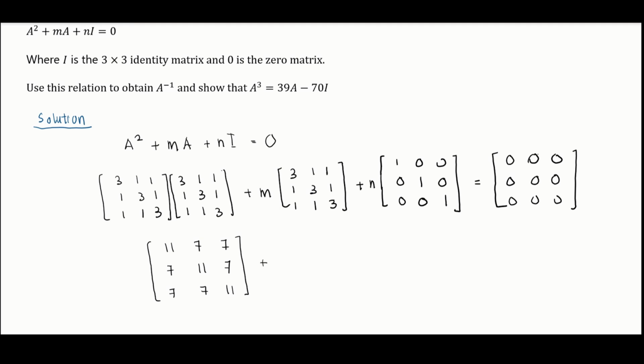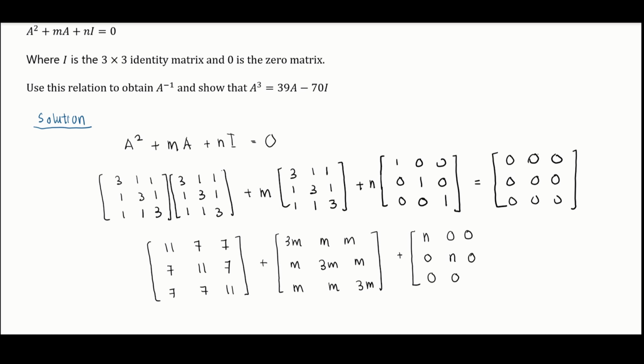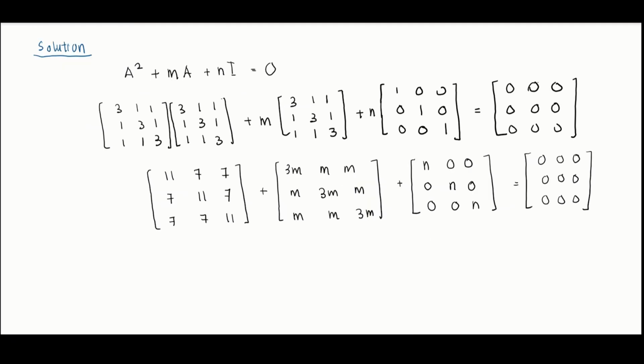For mA, we just multiply each element with m, so we get 3m, m, m, m, 3m, m, m, m, 3m. Then nI, if you multiply this, we get n, 0, 0, 0, n, 0, 0, 0, n, and this equals the zero matrix, 0, 0, 0, 0, 0, 0, 0, 0, 0. The question is we need to find the values of m and n.